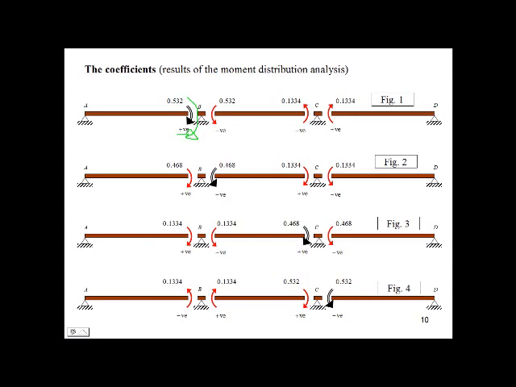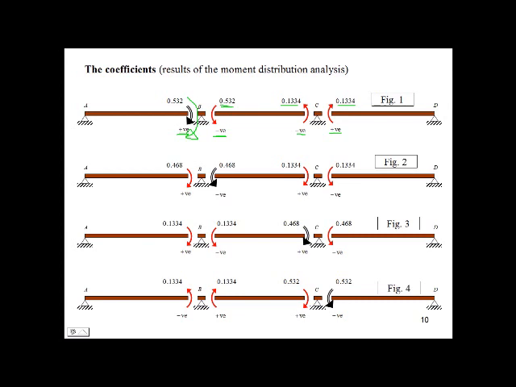A positive moment of 0.532 is developed at end BA, therefore the moment should be clockwise on the member. A negative moment of 0.532 is developed at end BC, therefore the moment should be counterclockwise on the member. A negative moment of 0.1332 is developed at end CB, therefore the moment should be counterclockwise on the member. A positive moment of 0.1332 is developed at end CD, therefore the moment should be clockwise on the member.